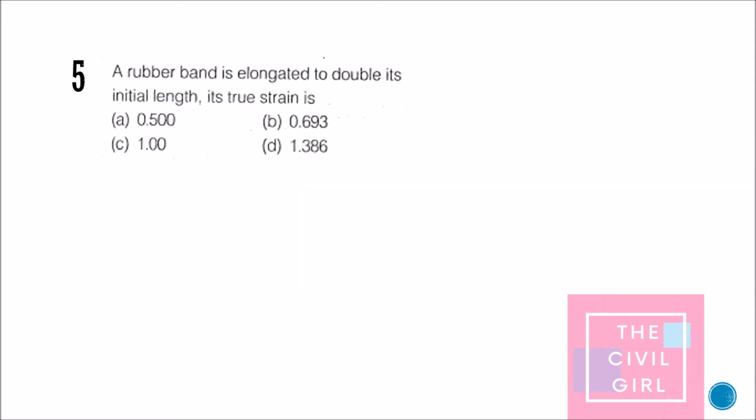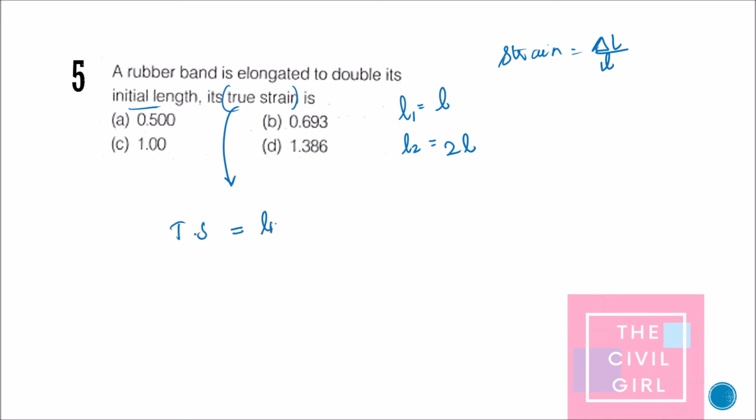Next question, a rubber band is elongated to double its initial length. If my length at first was L, then secondly my length becomes 2L. What is its true strain? If they had asked just strain, you could have used change in length by original length. But since they have asked true strain, we have another formula. True strain is equal to ln of L2 divided by L1, that is the new length divided by the old length.